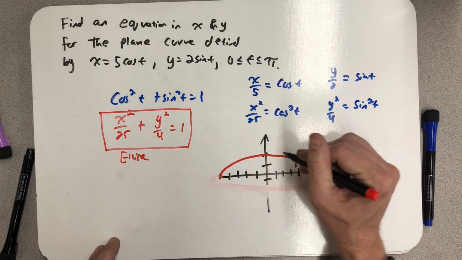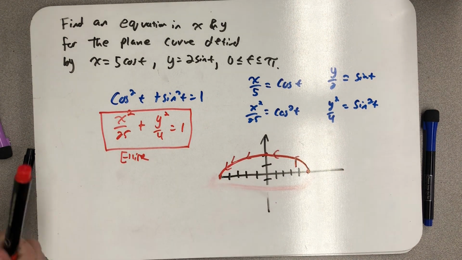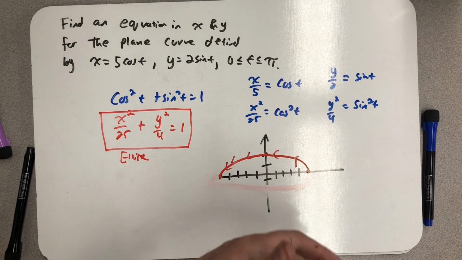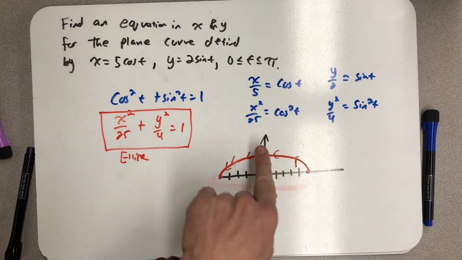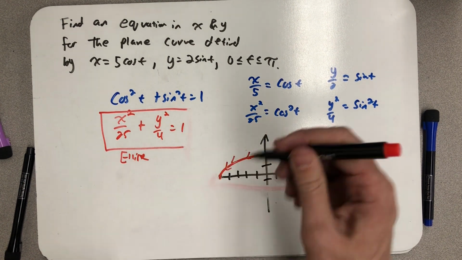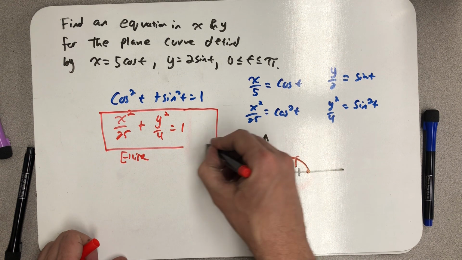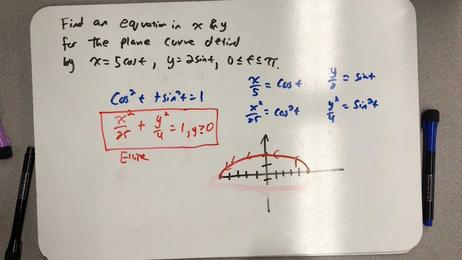And I can even put on the orientation. By converting into rectangular form here, I was able to quickly graph the ellipse. By paying attention to the parameter interval, I know I'm only dealing with the top half. So what I could tell my reader here is that this is really this ellipse, but only when y is positive, only when I get the top half.